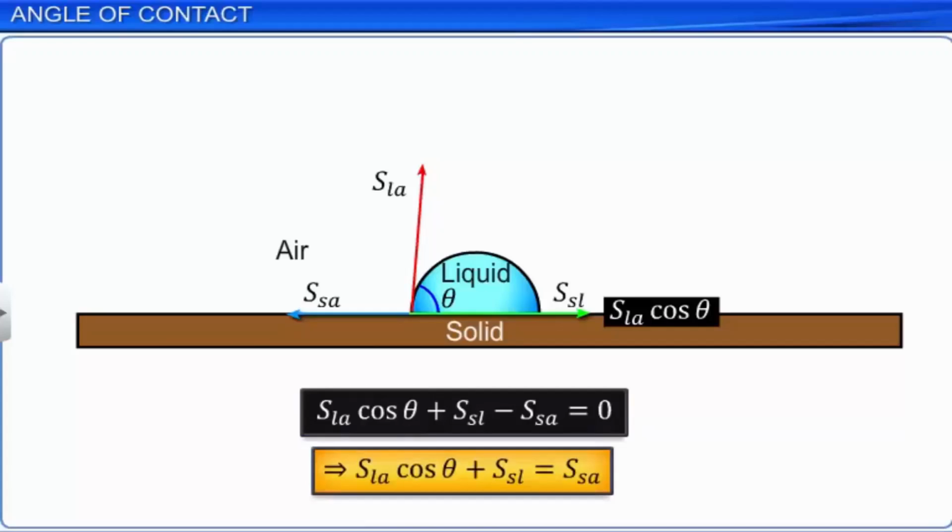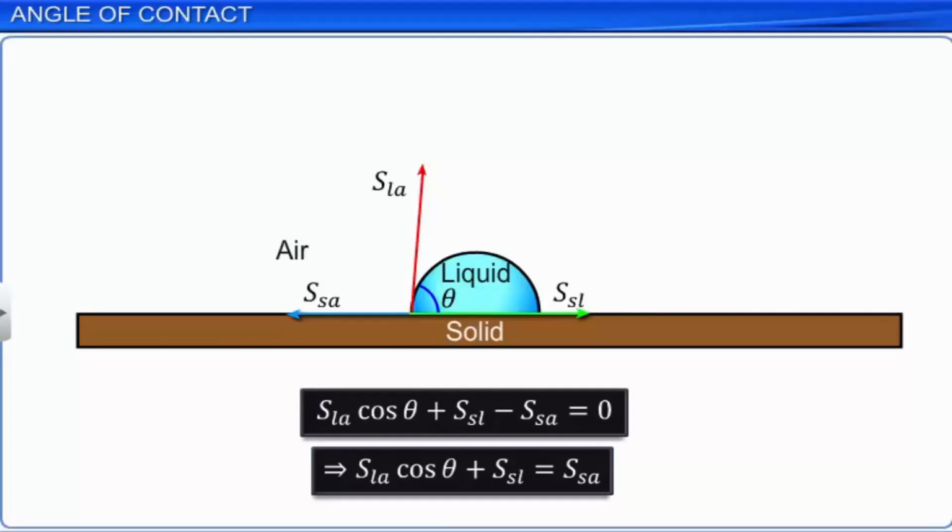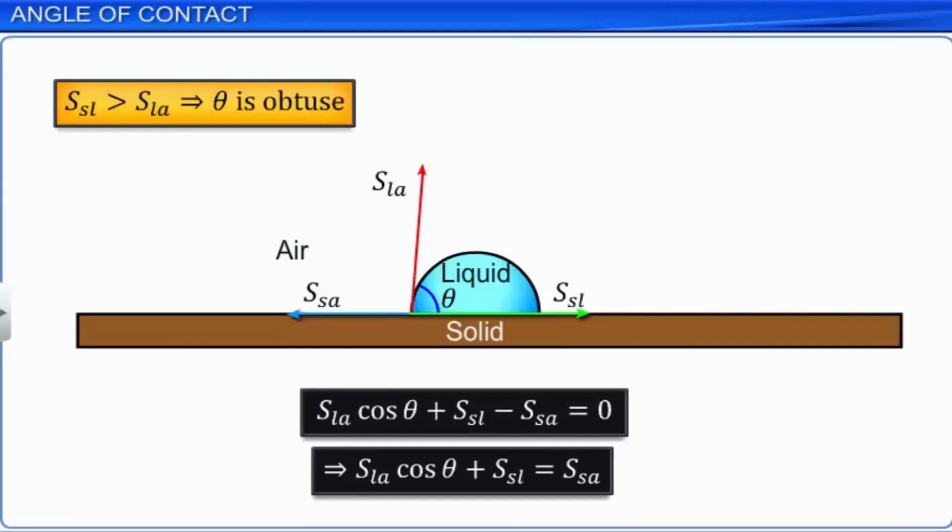The value of the angle of contact depends on the tensions along the interfaces. If the tension SSL is greater than SLA, the angle is obtuse, and if SSL is less than SLA, the angle is acute.